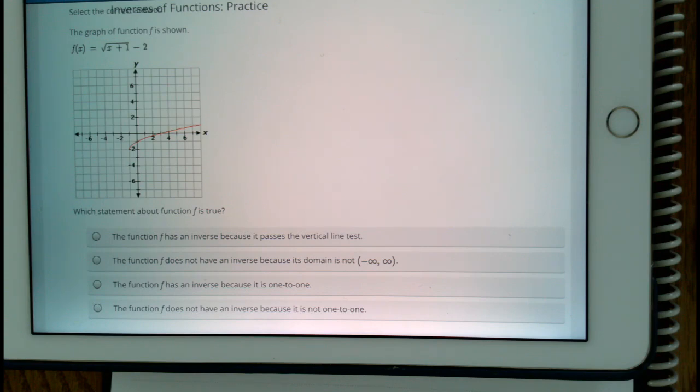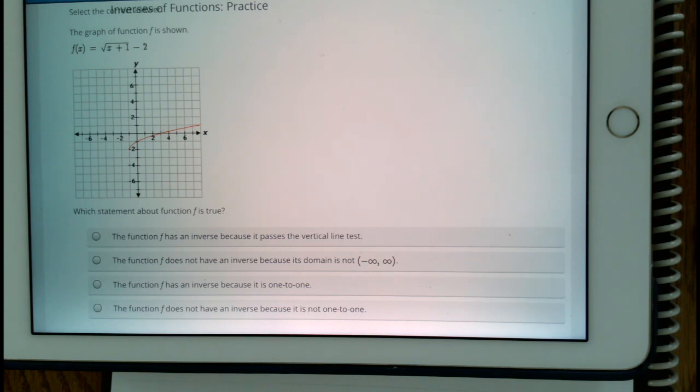The function f does not have an inverse because its domain is not negative infinity to infinity. Not a true statement either. The function f has an inverse because it's 1 to 1, which is true. It is 1 to 1. Let's look at the last question.